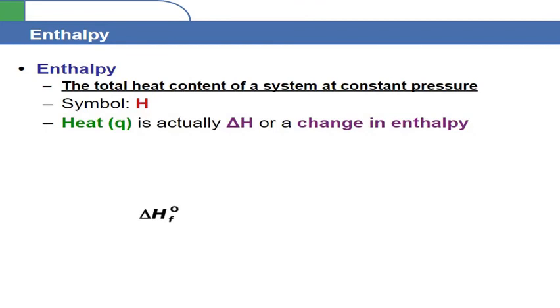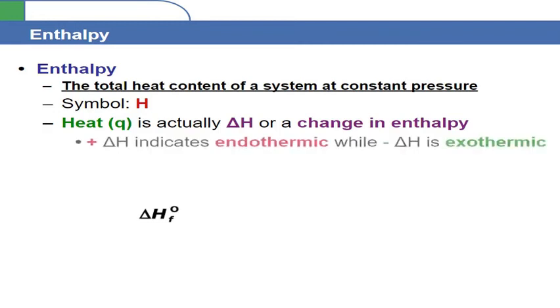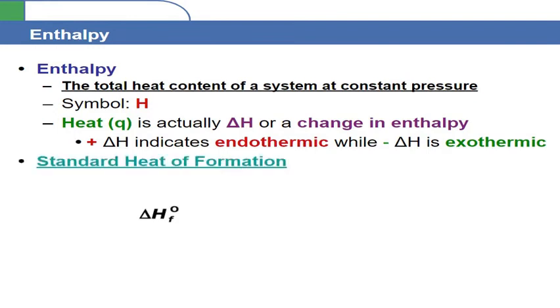And when we talk about heat as in Q, this is heat that is changing, that is being transformed. Remember, we learned about calorimetry and Q equals mCp delta T. Well, that technically is delta H, or the change in enthalpy. And we learned earlier that a positive change in enthalpy indicates endothermic. That means the total heat is increasing, whereas a negative change is exothermic. That means the total heat content is decreasing. It's going in a negative direction.